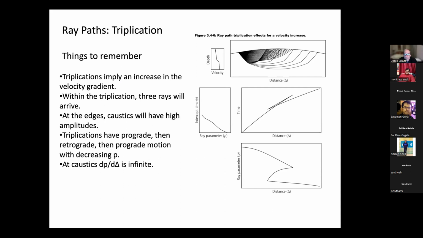So triplications imply an increase in the velocity gradient, and within the triplication, 3 rays will arrive. So at a given distance, I may have 1 ray, 2 rays, or 3 rays arriving. At the edges, caustics will have high amplitudes, and triplications will have prograde, then retrograde, then prograde motion with decreasing p. At caustics, dp d delta, like right here and right here, is infinite, which would cause high amplitudes.